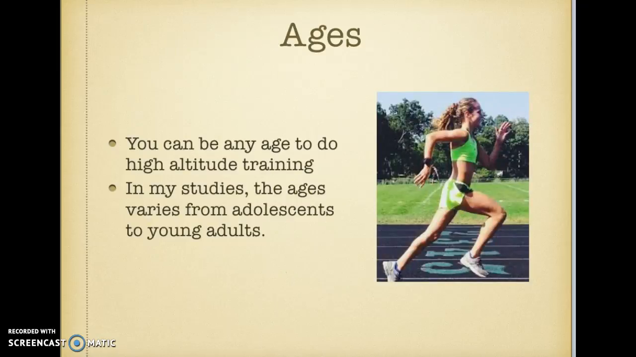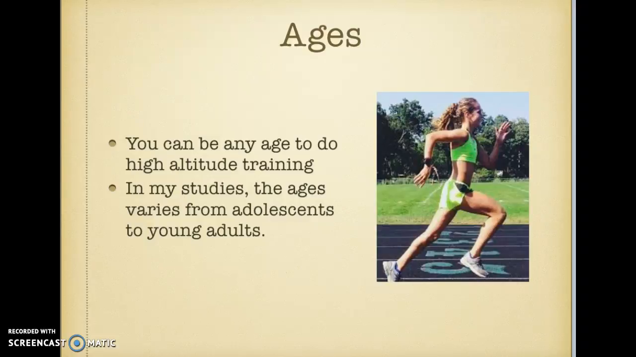You can be any age to do altitude training. In my studies, the ages vary from adolescents to young adults. But at the younger ages, of course, you want to be more careful. You want to always have someone there watching them, because you definitely don't know how kids' and children's bodies are going to respond to the different ways of training, due to the fact that everything in their body hasn't fully developed. So it can be dangerous.